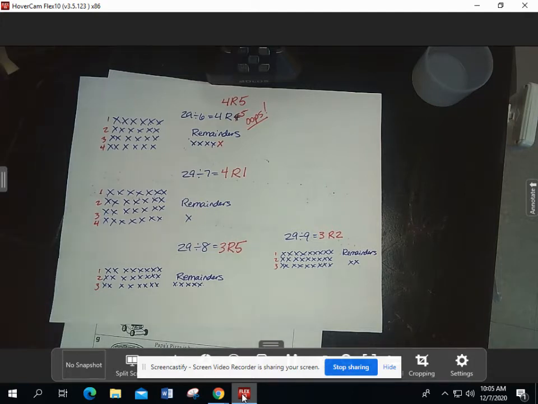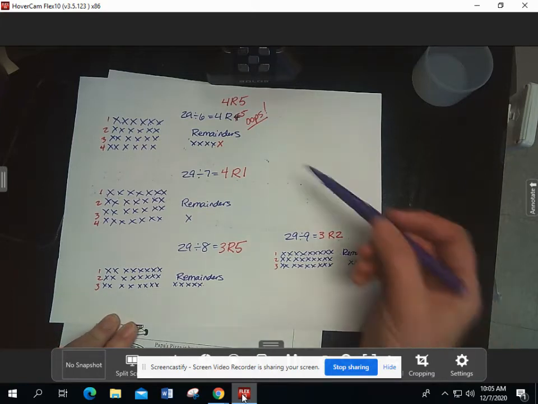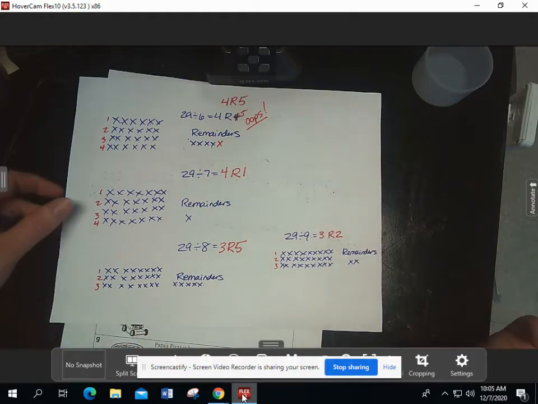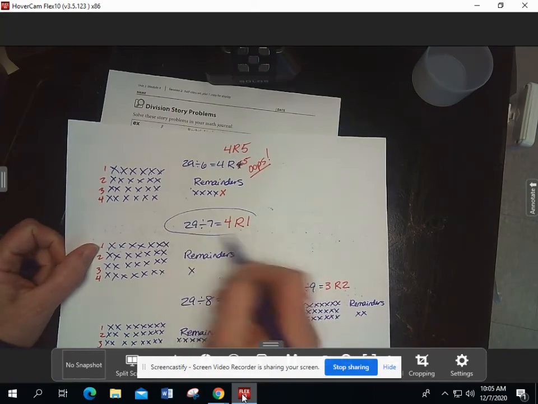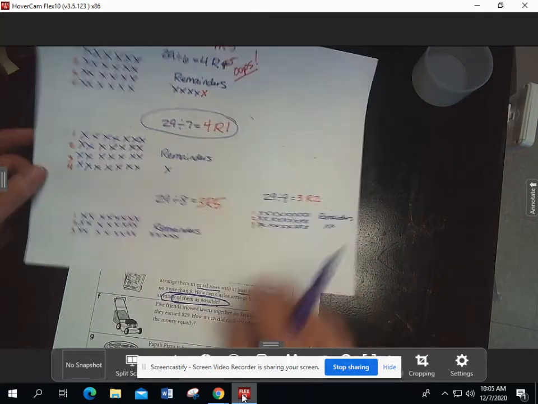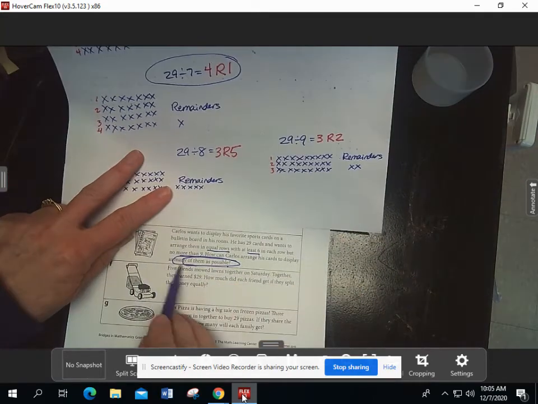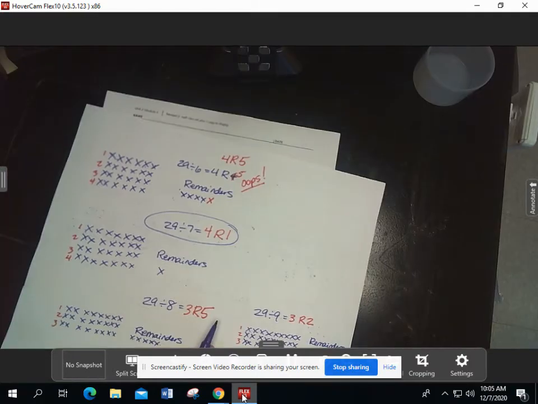Brooklyn. Did she say the second one? Okay, so the second one is the correct answer. This is the correct answer because as Luke told us, the question says we want to display as many as possible.